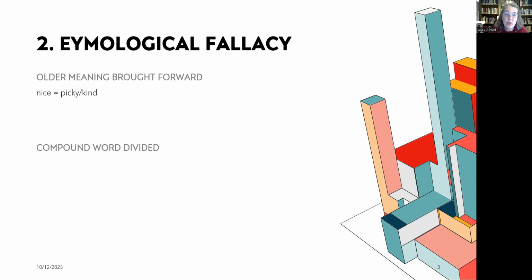We can also get into trouble with compound words. Sometimes people say, okay, here's this word, and I'm going to figure out what it means by looking at this part and this part and putting them together. And sometimes that works, but sometimes it doesn't work. My favorite example in English is butterfly. We are not going to understand the word butterfly better by looking at the word butter and then looking at the word fly.